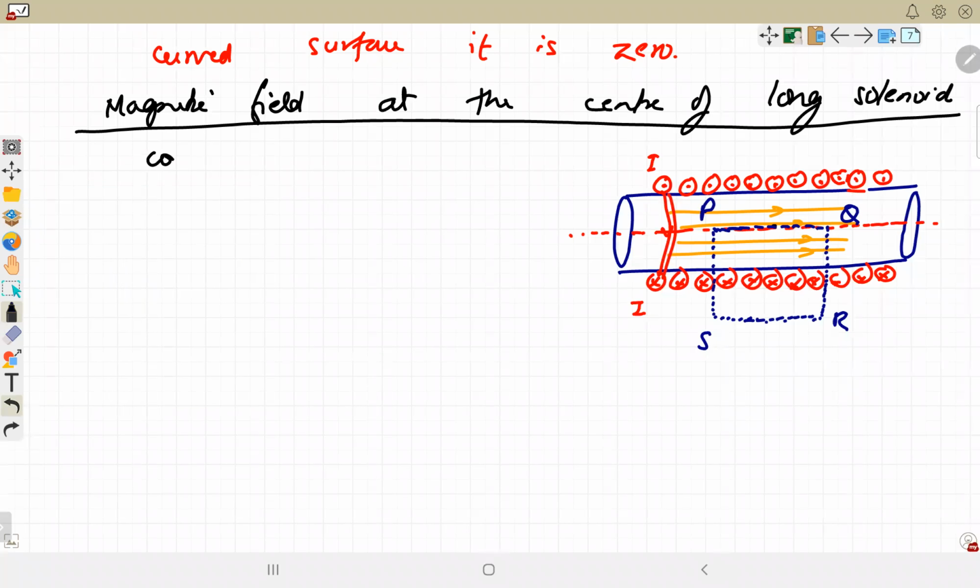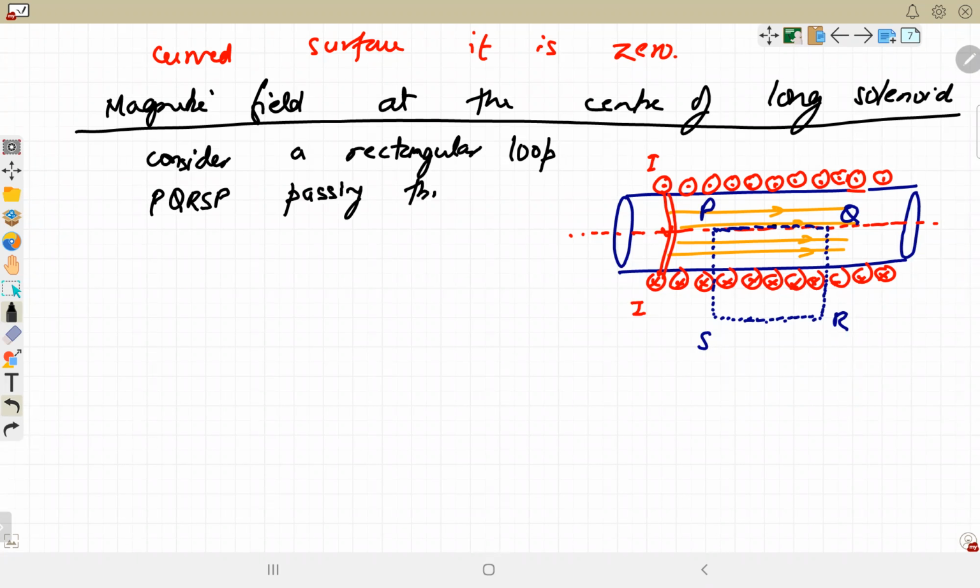So if we draw a loop passing through the center, we consider a rectangular loop P, Q, R, S, P passing through the axis of the solenoid. And now we need to do the integration. How will we do it? Integration of B dot dL. Integration of B dot dL is mu naught times total current.